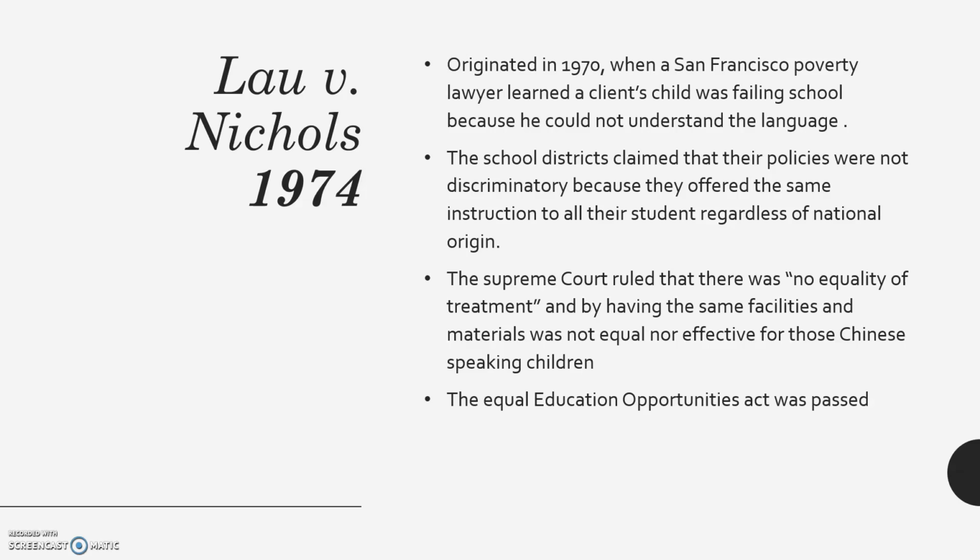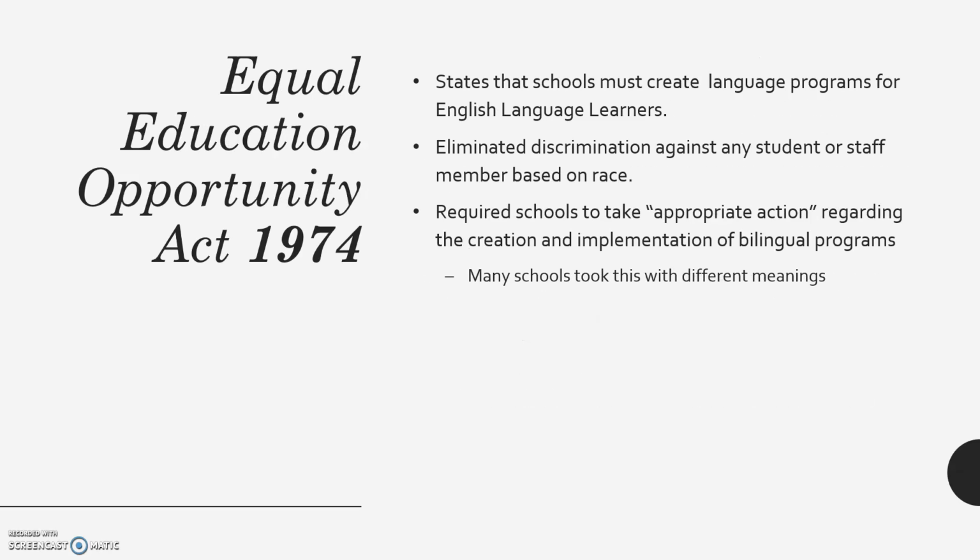The Supreme Court ruled that there was no equality of treatment, and that having the same facilities and materials was not equal nor effective for those Chinese-speaking children. The Equal Education Opportunities Act was passed due to this.